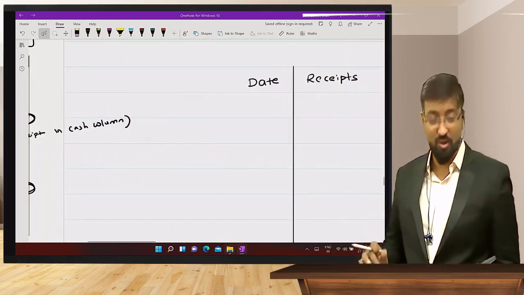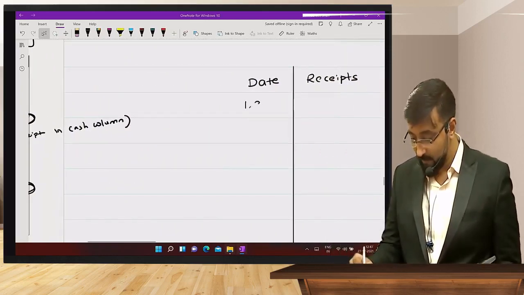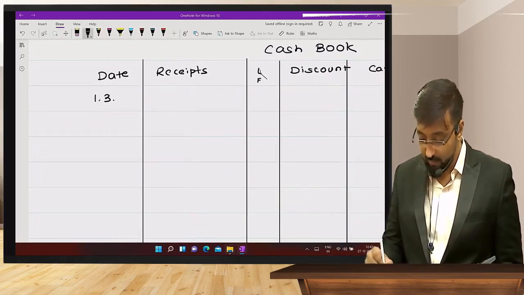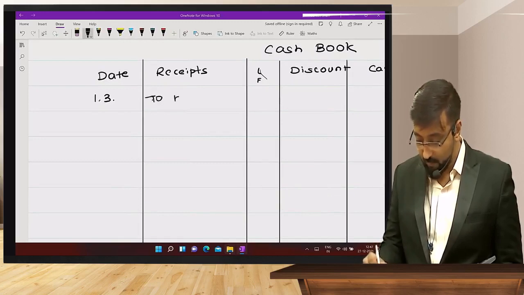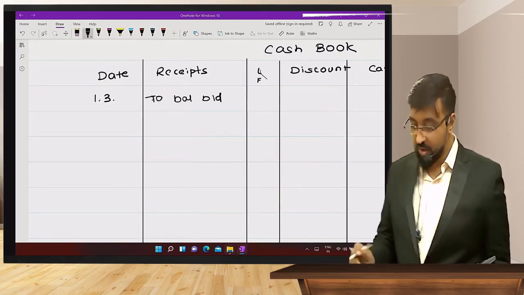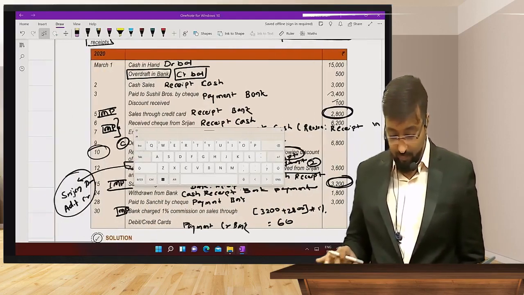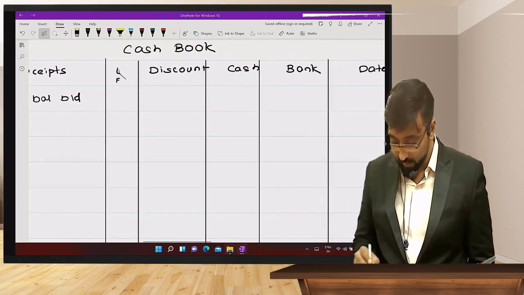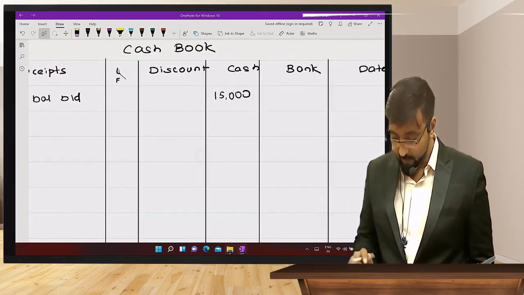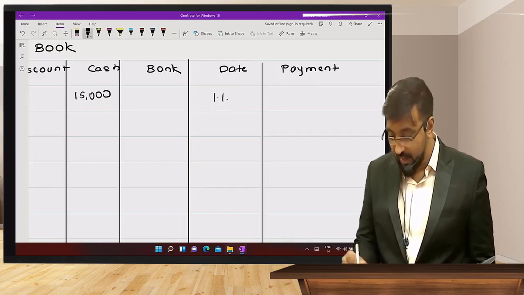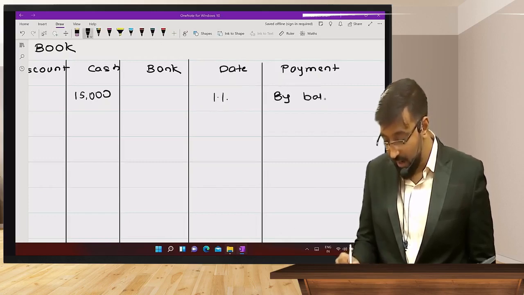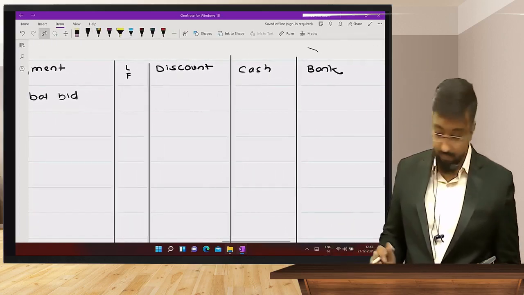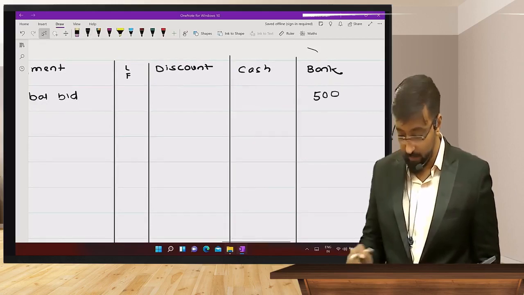Chalo, 1st March. To balance brought down. In which column, beta? Cash column. How much? 15,000. Very good. And on the same date, balance brought down. How much in the bank column? 500.